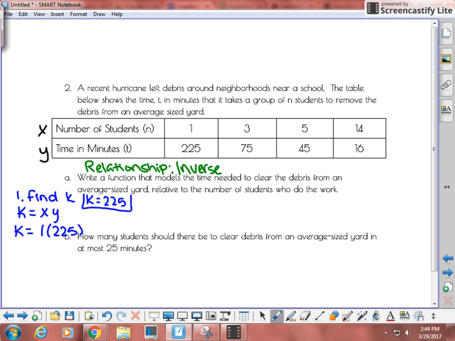Okay, so from here, I can do the equation in terms of students. So that's the equation for students.